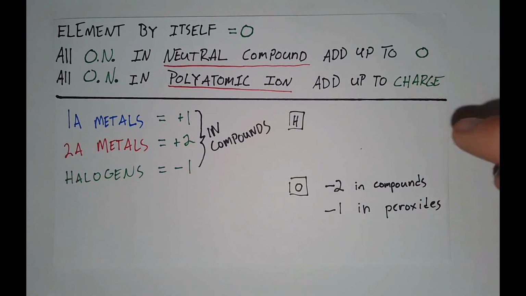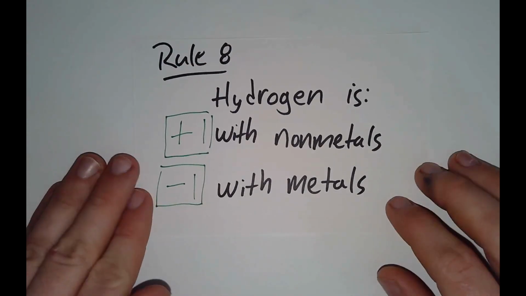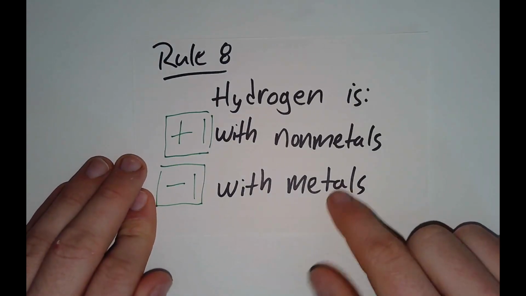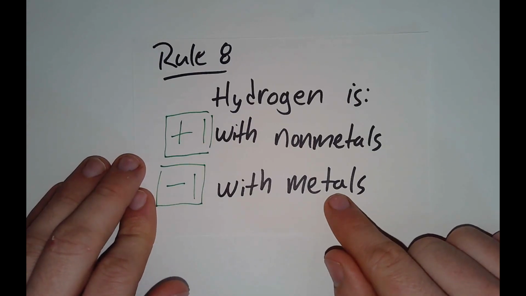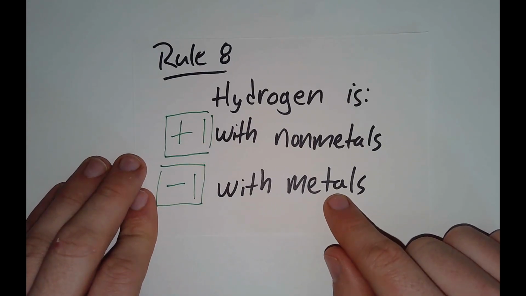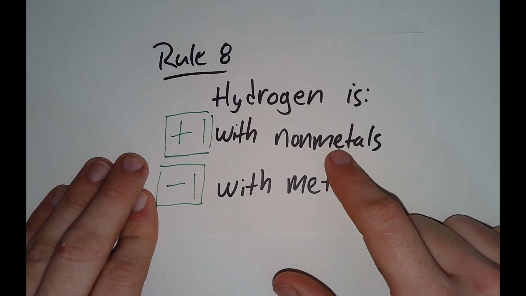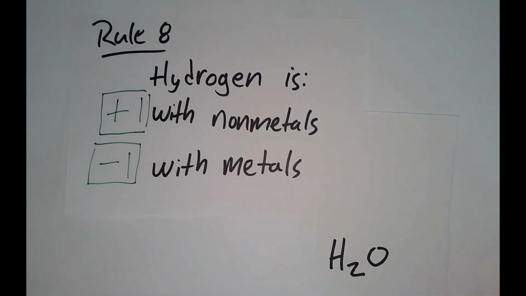So let's take a look at one more. Let's make some rules for hydrogen really quickly. And the rules are pretty straightforward. Hydrogen is a plus 1 with a nonmetal and a minus 1 with a metal. Now these are pretty rare. They're called hydrides, and they're important, especially in energy storage. Long term, this is an area of research, but most of the time, hydrogen is going to be a plus 1. So here's hydrogen, and oxygen's a nonmetal.